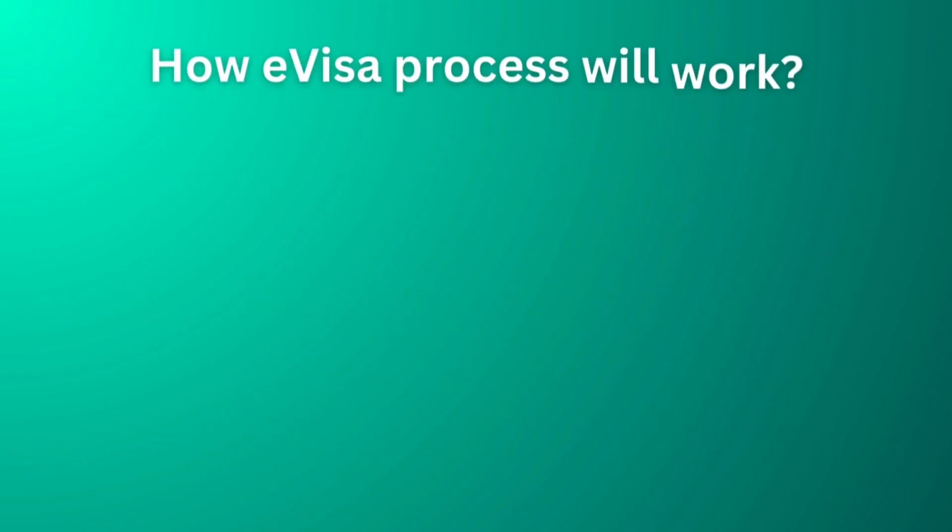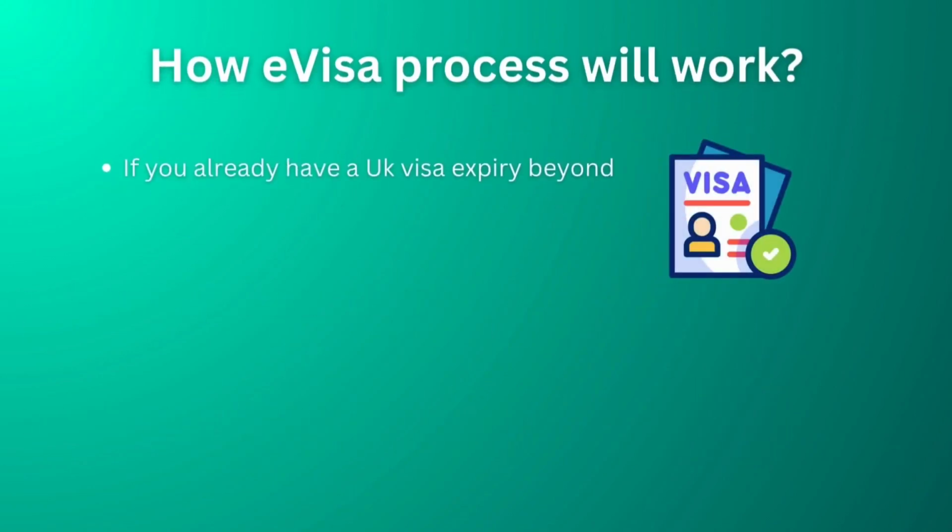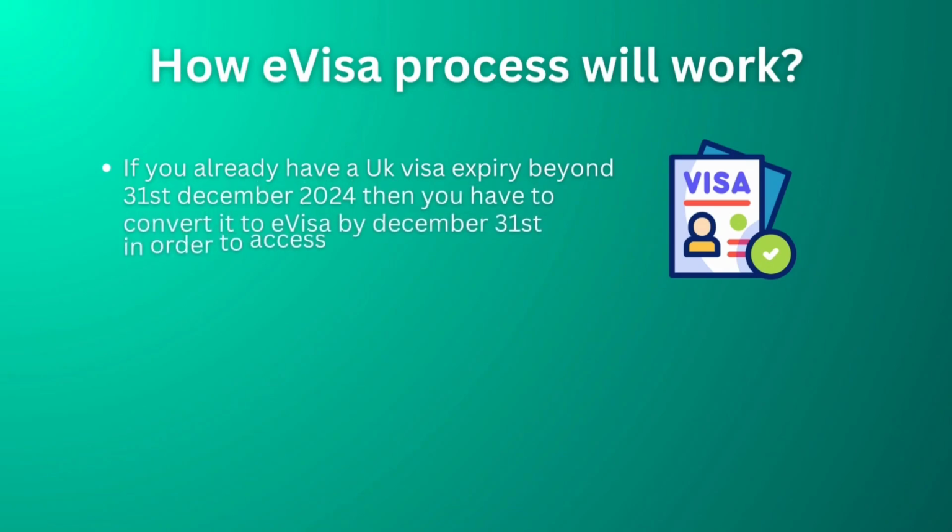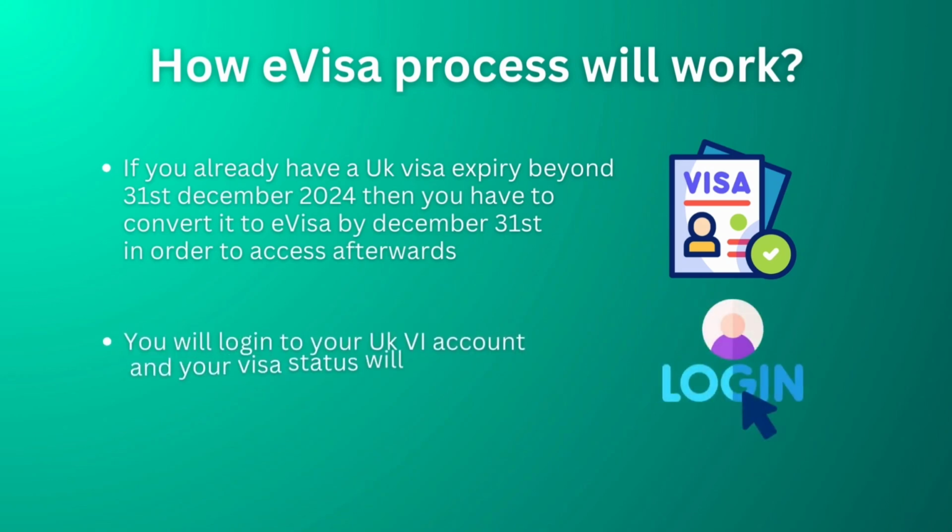So let's understand how the e-visa process will work. If you already have a UK visa with an expiry date beyond 31st December 2024, you will have to convert to an e-visa by December 31st in order to access your visa afterwards. So basically, if you want to access your visa in 2025, you will have to convert it to e-visa before the start of 2025. Once you have converted your visa, you will be able to access it through a UKVI account, and we will discuss how to create one in just a second. You will basically log into your UKVI account and your visa status will be shown over there.